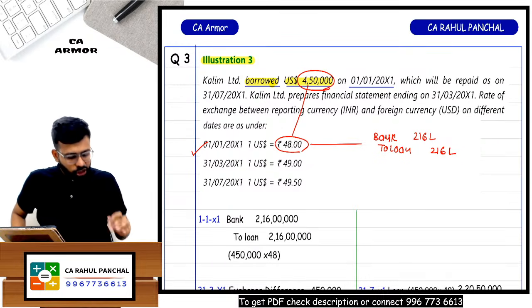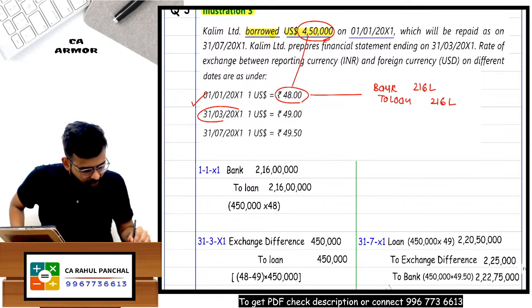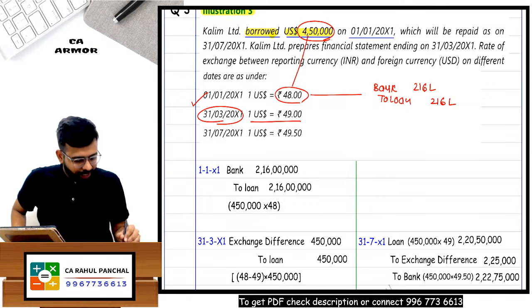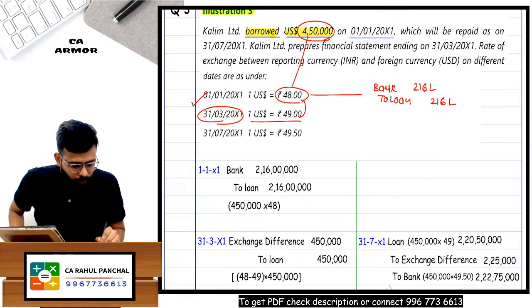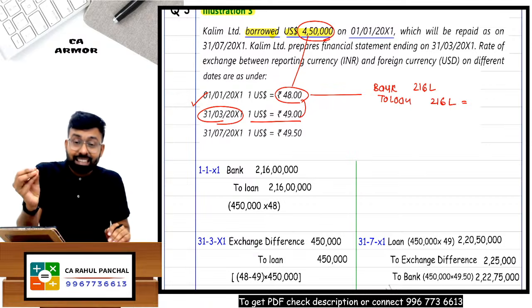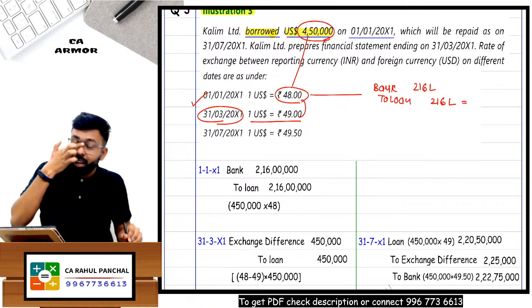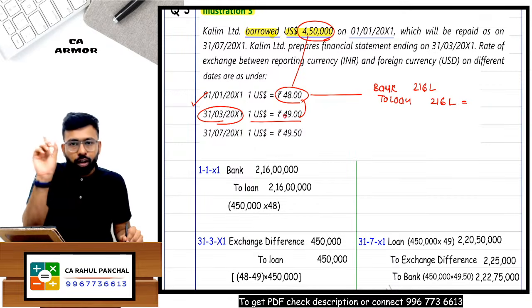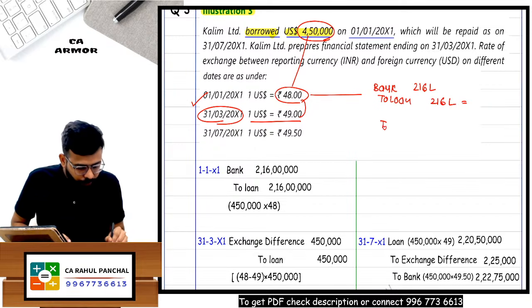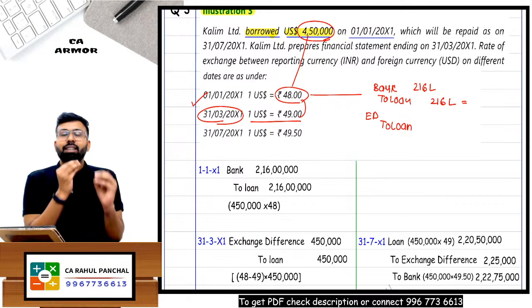Okay, but again there is a change. On 31st March, if you see, the rate became 49. It means my loan amount has increased or decreased? Increased. Where I was supposed to pay only 48 rupees for $1, now I will have to pay 49 rupees for $1. There is an increase in loan. So we will say to loan account and the difference will be transferred to exchange difference.